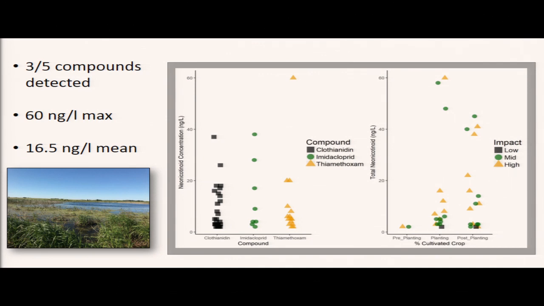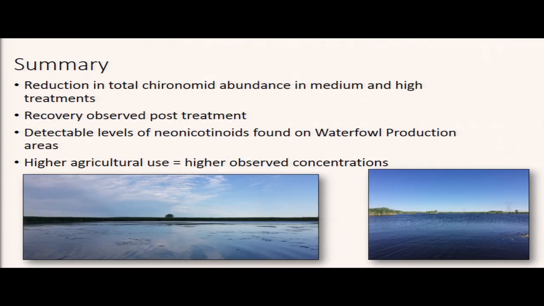And so, in summary, we found a reduction in overall total chironomid in our medium and high tanks in the mesocosms. We did observe a recovery post-treatment. We did find detectable levels on these waterfowl production areas, and higher agricultural use tended to equal higher observed concentrations and detections. But it was encouraging to see that areas that did have a significant buffer seemed to be successful in mitigating the transport of these compounds into these protected areas.